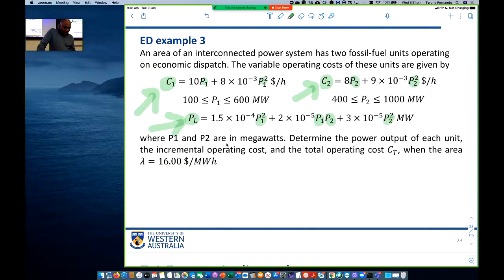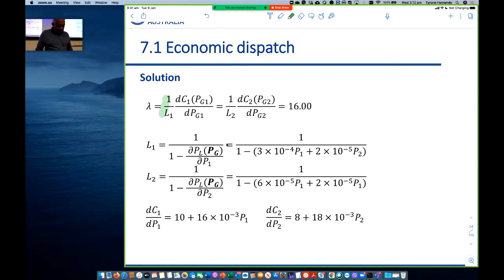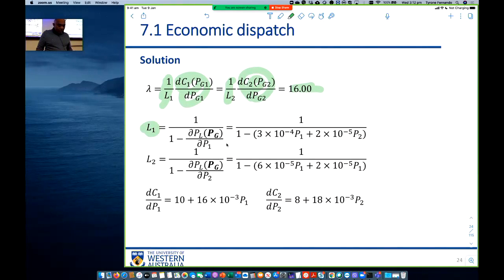And here we are told that lambda for this particular case is $16 per megawatt hour. We've been told the lambda value. So then we need to determine the power output for each of the units. It's straightforward. We compute the penalty factor and incremental cost for generator 1, and the penalty factor and incremental cost for generator 2. We're given the lambda value is 16. The penalty factor for generator 1 can be determined by differentiating PL with respect to P1.